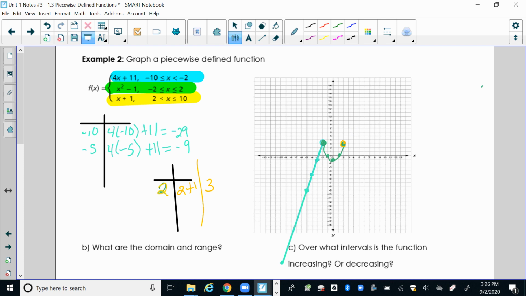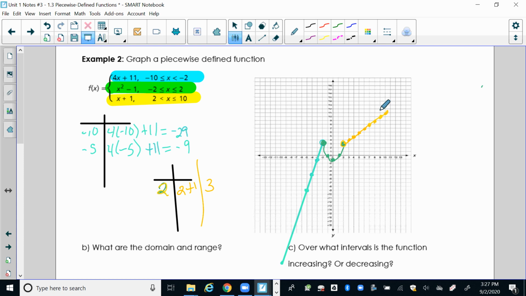Same location as my other one, but I have an open circle here because x is greater than 2 and takes the shape x plus 1. And then my slope is 1, so I'm just going to keep using slope until I get to the end of my domain, which was 10. And a filled-in circle at that point (10, 11), because x is less than or equal to 10. And that's how you graph a piecewise function.